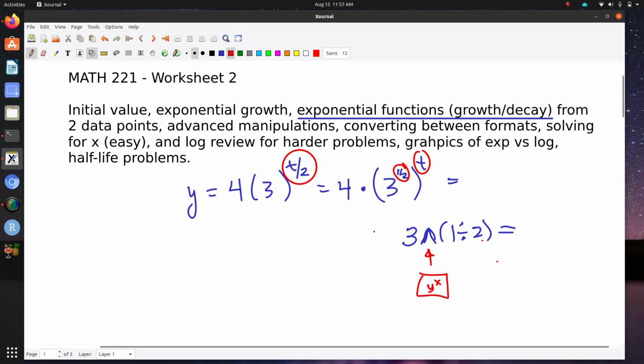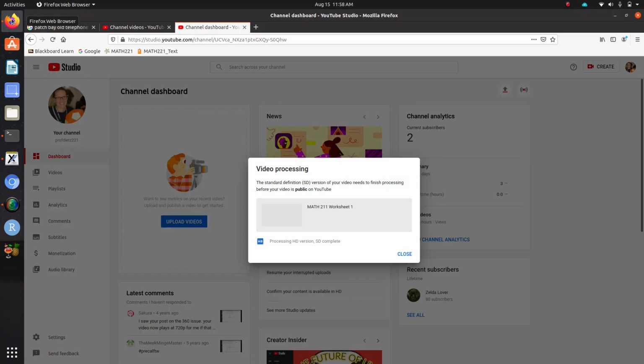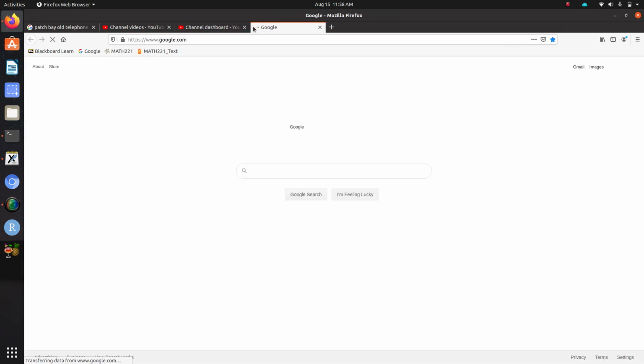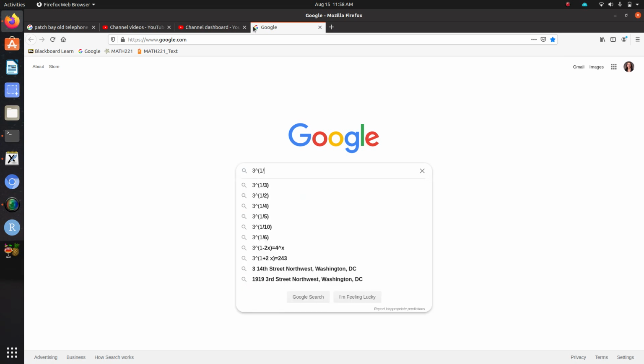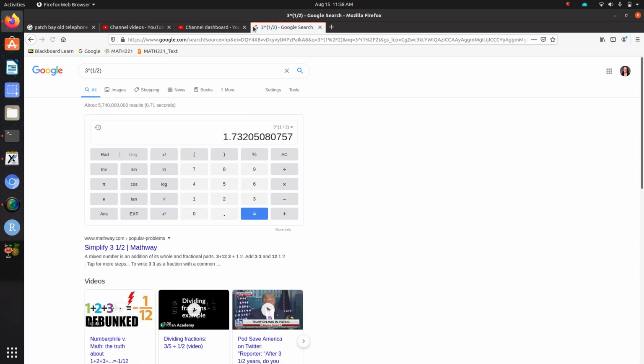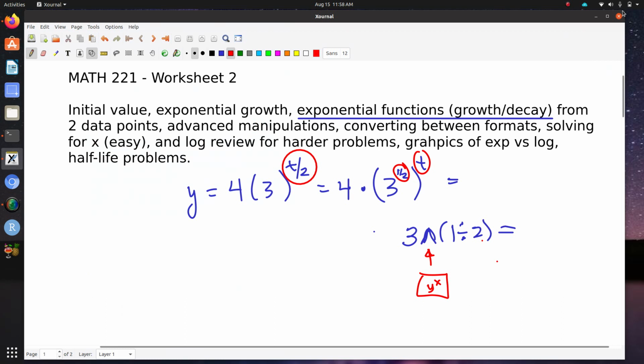You can also be lazy like me and just type it into Google. I can literally just say, okay, Google, or let's see, I guess I'm processing a video. Okay, so I can just say 3 to the power of 1 over 2, and Google will give me that answer, and then it gives me like this little push button thing. So if you don't have a calculator at the ready, Google will always fill in for you. Okay, so that covers that bit.